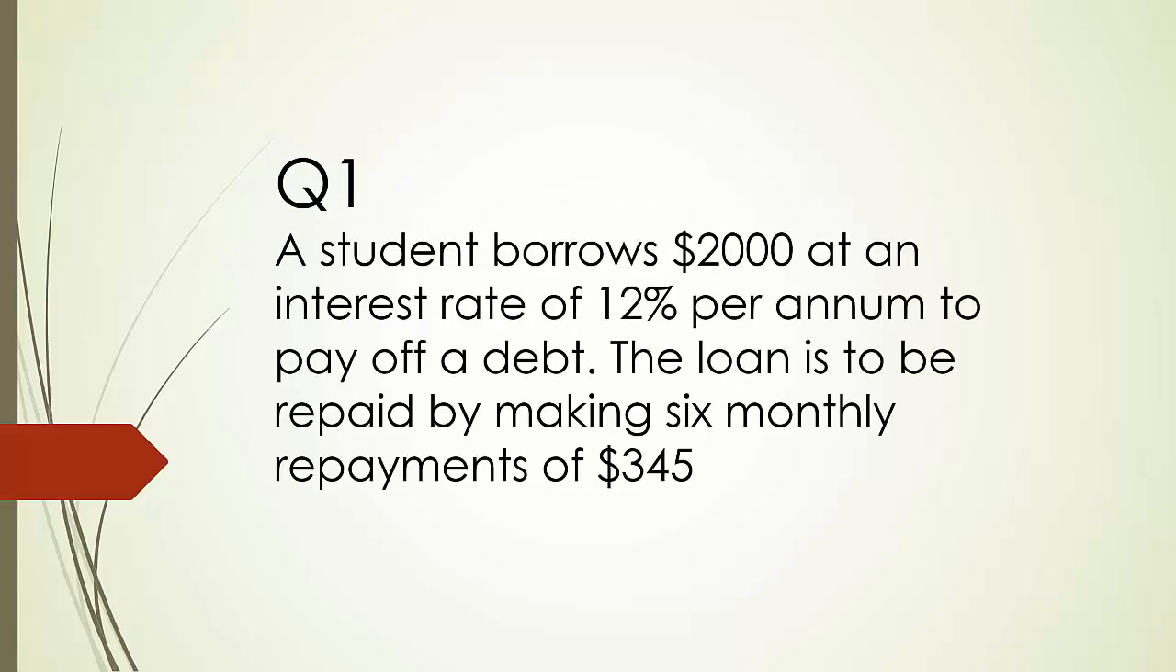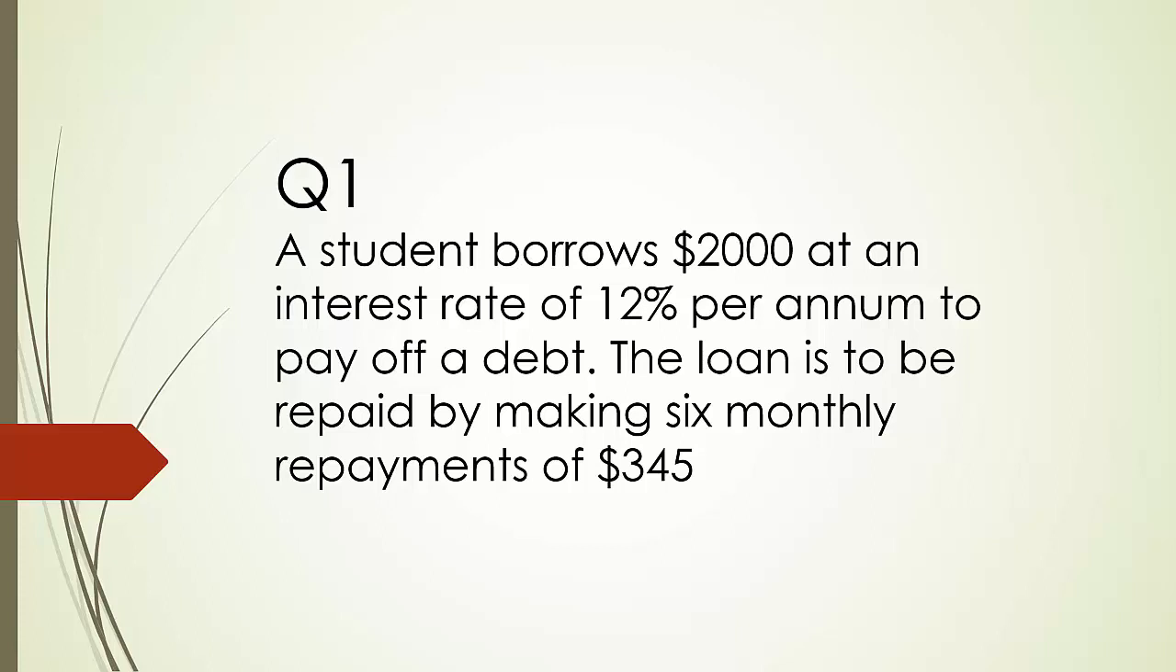So let's look at question 1 of the exercise, which goes like this. A student borrows $2,000 at an interest rate of 12% per annum to pay off a debt. The loan is to be repaid by making 6 monthly repayments of $345. Now, first thing is it's 12% per annum and it's being paid off monthly, so the interest will be added monthly, which means that the interest will be added 1% per month. That's the first thing that you need to calculate.